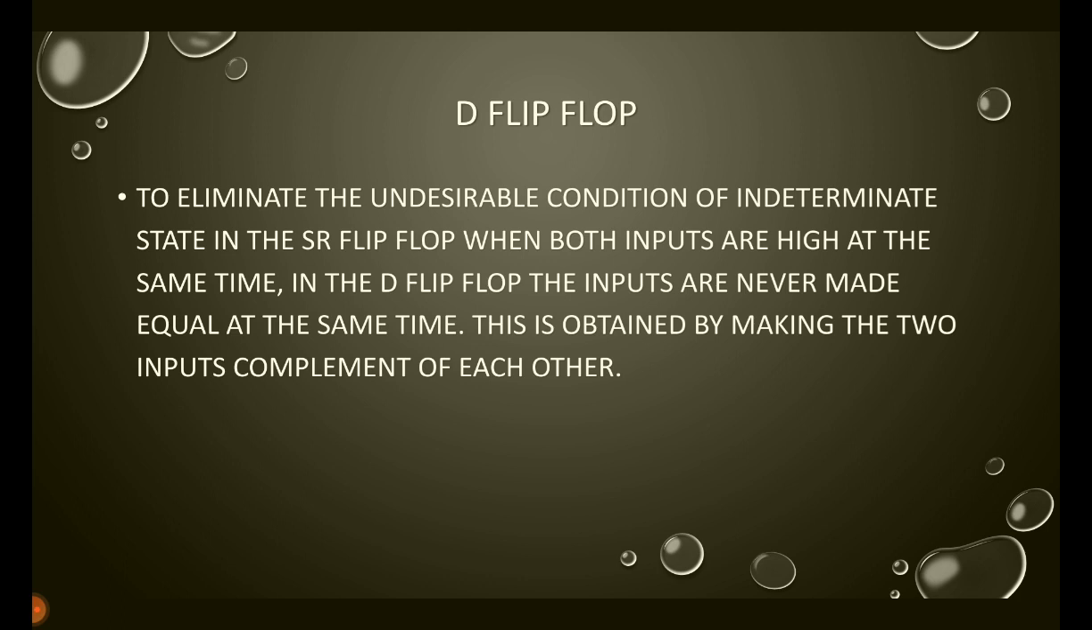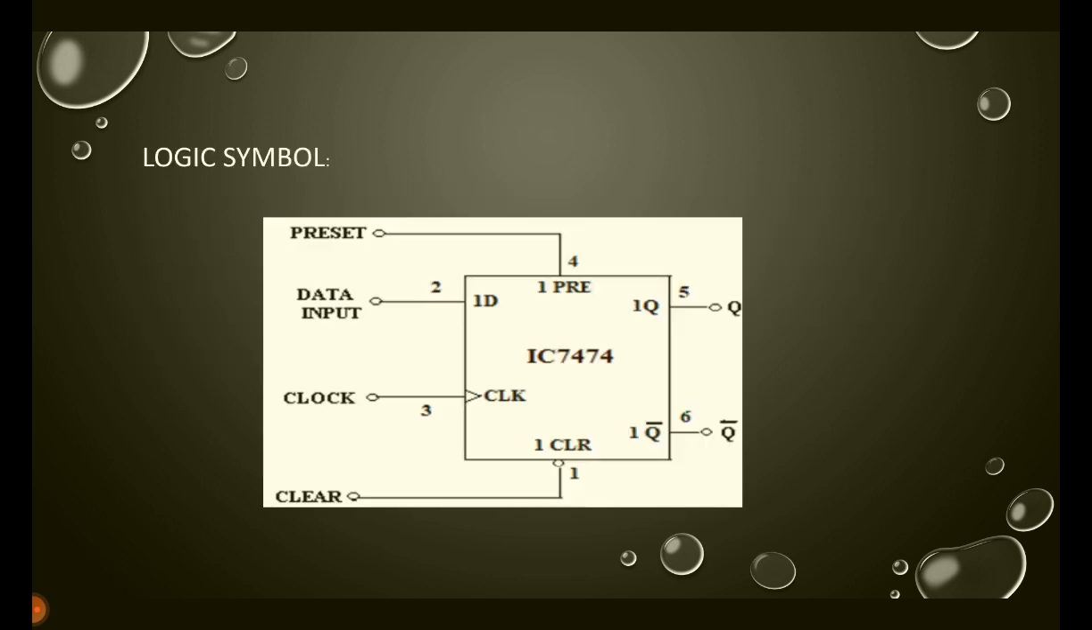D flip-flop. To eliminate the undesirable condition of indeterminate state in the SR flip-flop when both inputs are 1 at the same time, in the D flip-flop the inputs are never made equal at the same time. This is obtained by making the two inputs complement of each other. So this is the logical symbol. Here we have only one input and one output.